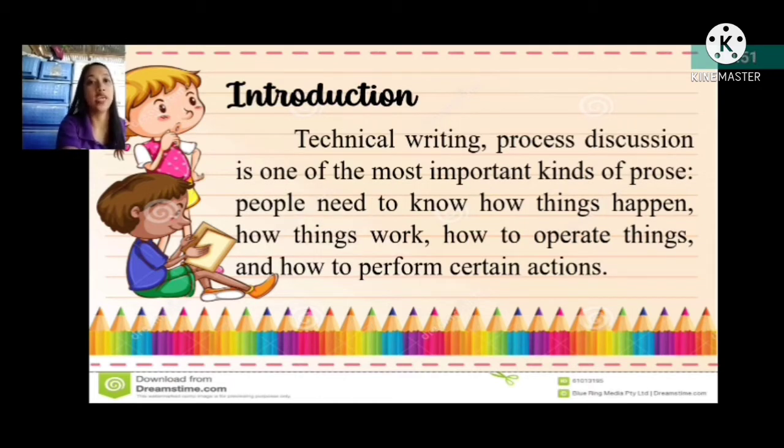My introduction: technical writing process discussion is one of the most important kinds of prose. People need to know how things happen, how things work, how to operate things, and how to perform certain actions. It is a narration that tells how something occurs over a period of time. Good discussion skills, especially technical discussion skills, will lead to more effective work environments, reduce wasted time, and create much better team spirit in your work environment.